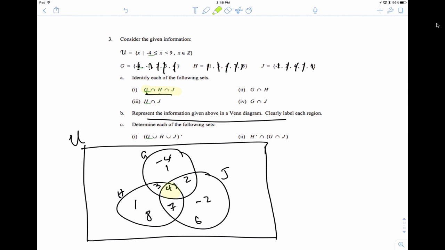Yeah, let's do 2. G intersection H. G intersection H. I think what I'll do with this one, in my diagram, you could do separate diagrams if you really needed to. But in this case, H and J. For J, I'm going to use this line.